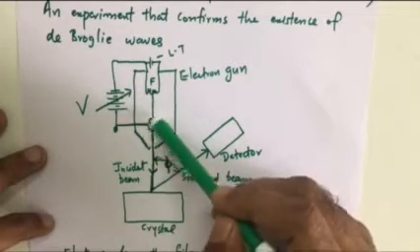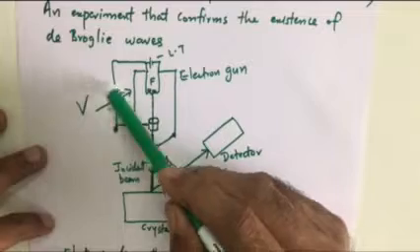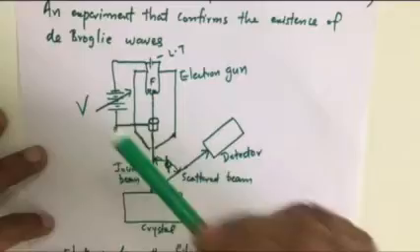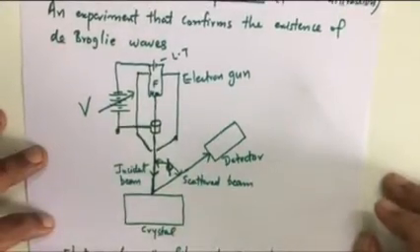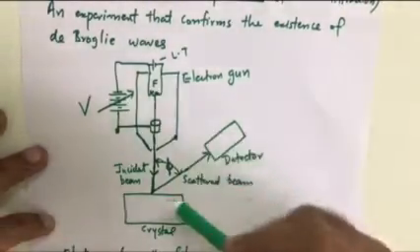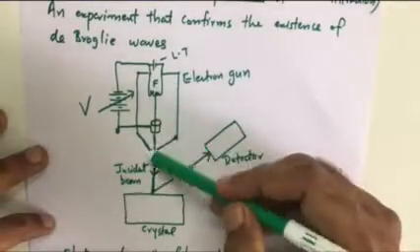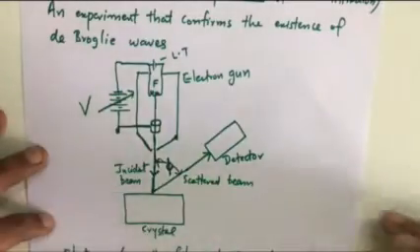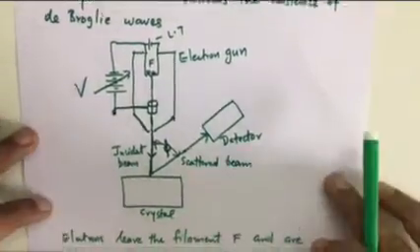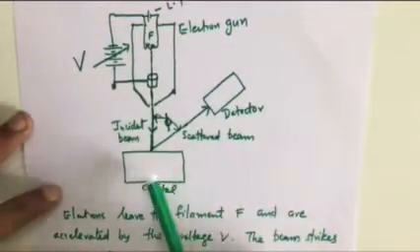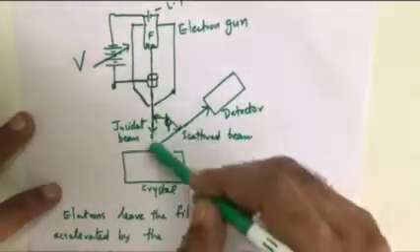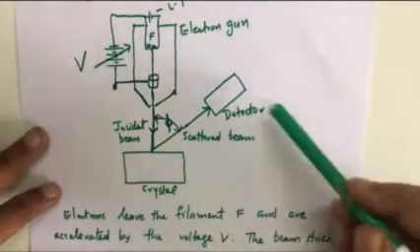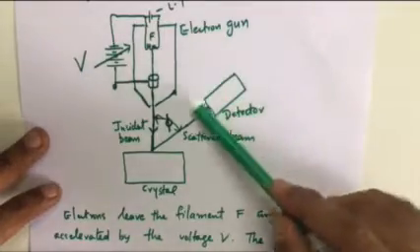So here we have a hollow metallic tube and we apply a variable voltage between this hollow metallic tube and the filament. The electrons are accelerated, and this voltage we can vary, and the beam falls on a crystal. This is the incident beam and this is the scattered beam, the beam scattered from the crystal. And it can be detected using a detector.